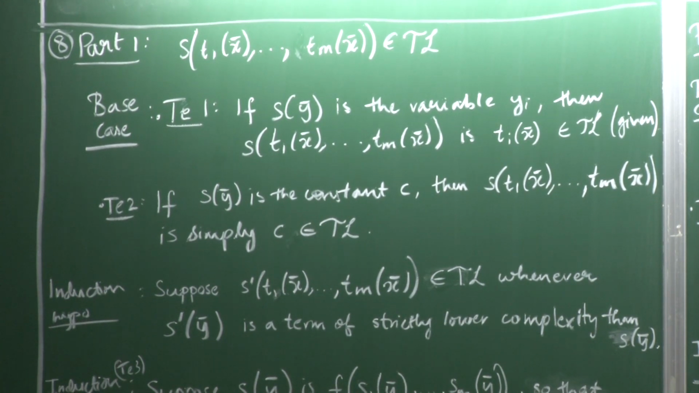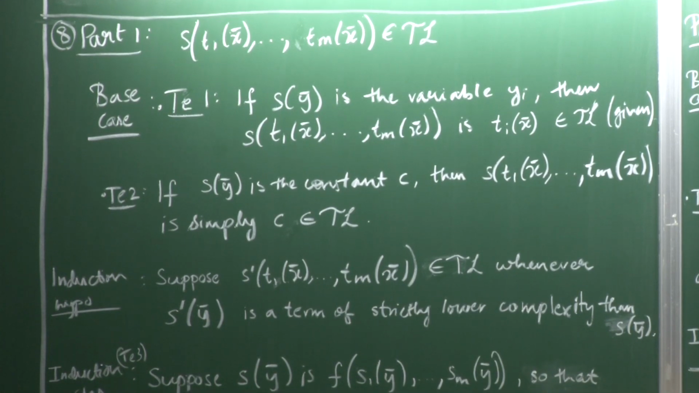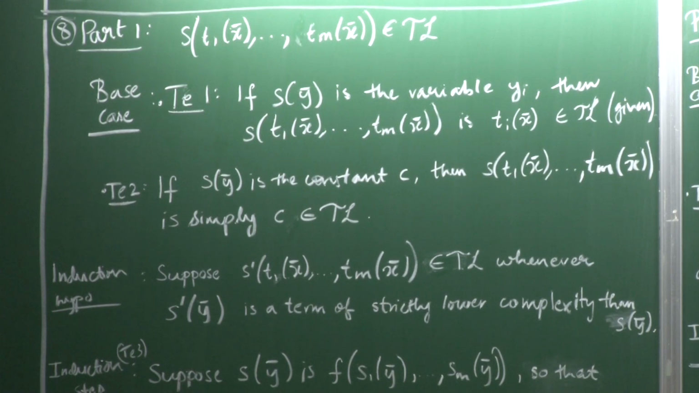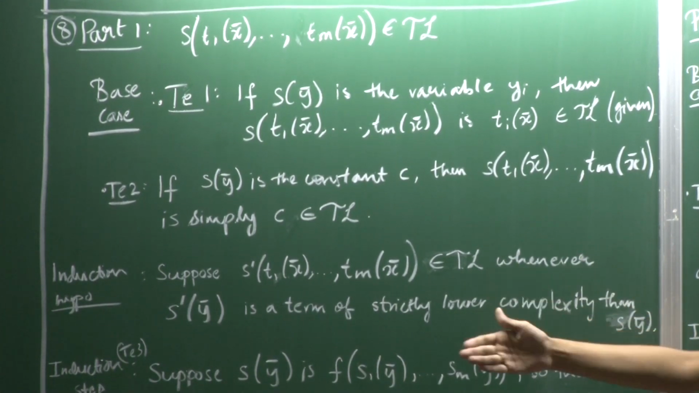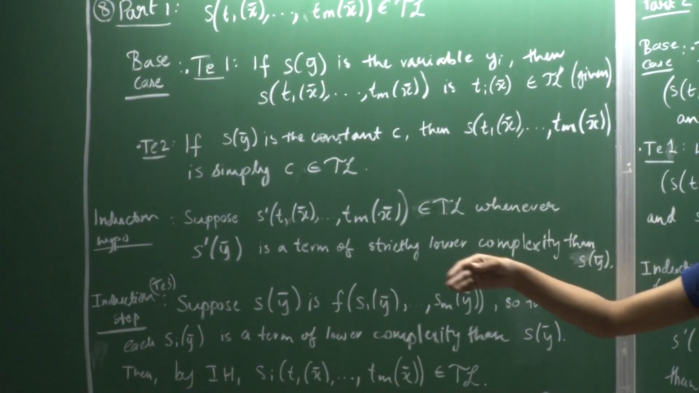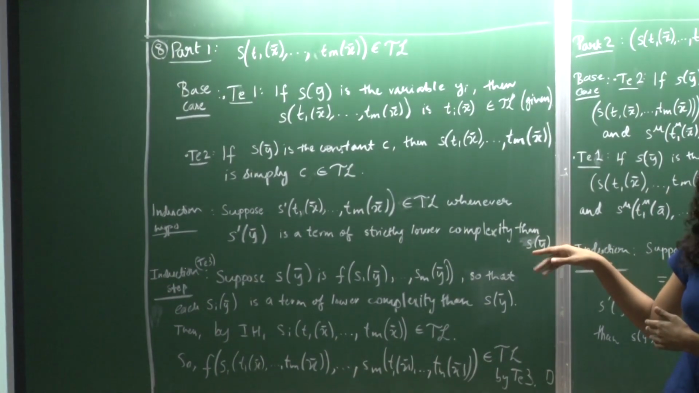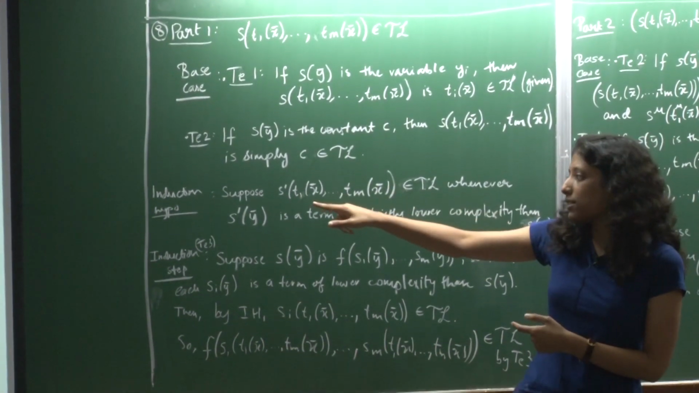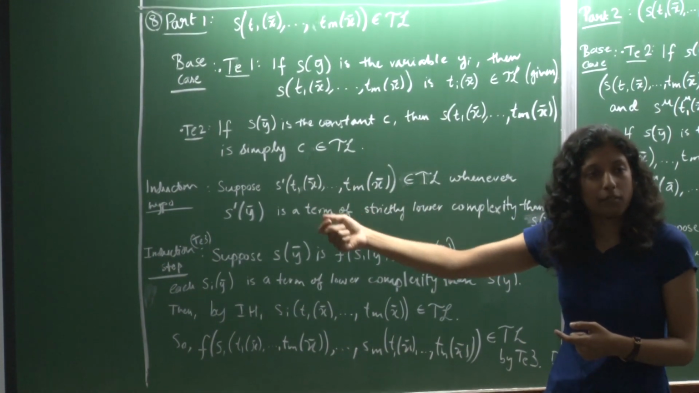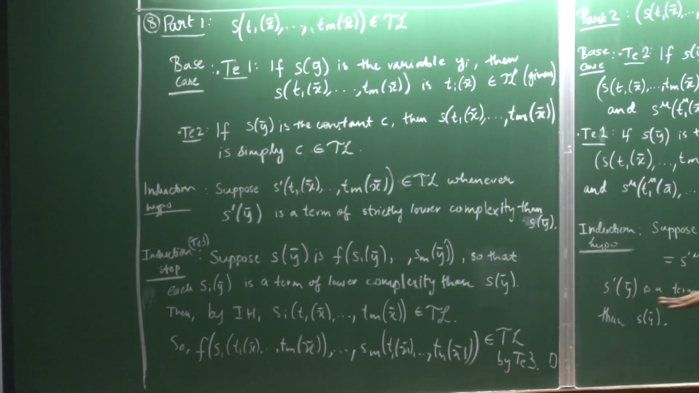Now, the induction hypothesis. What do you have to do induction on? On the complexity of the term. You build terms inductively, and so you have that notion of complexity of a term. So that's what you're doing induction on. Suppose that whenever your S dash y bars are terms of strictly lower complexity than Sy bar, then your hypothesis is that substituting Ti x bars in place of the yi's in S dash should also give you a term. Is the hypothesis clear?